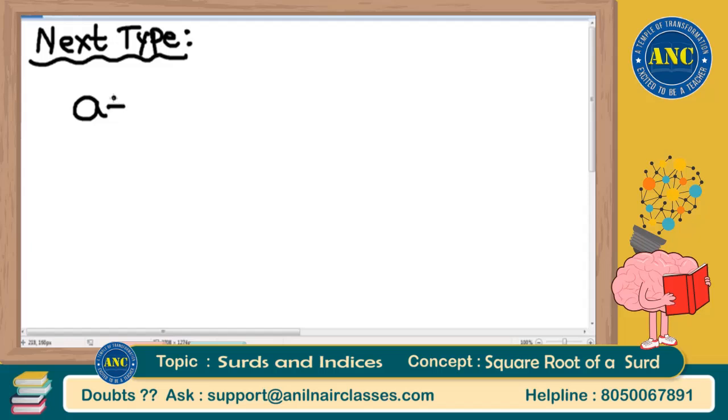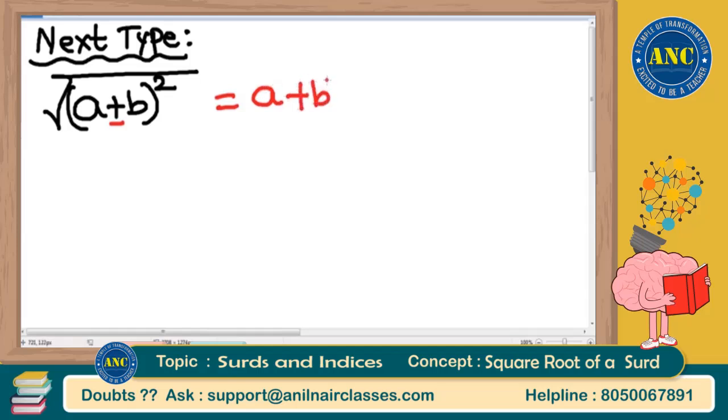I want to eliminate this square root. If I want to eliminate square root, I should have square. That means (a + b) whole square will be tremendously useful for me. (a + b) whole square will give me the square root of (a + b) whole square, which gives me a + b. So (a + b) whole square, I am sure everyone knows, is a square plus 2ab plus b square. (a − b) whole square is a square minus 2ab plus b square.